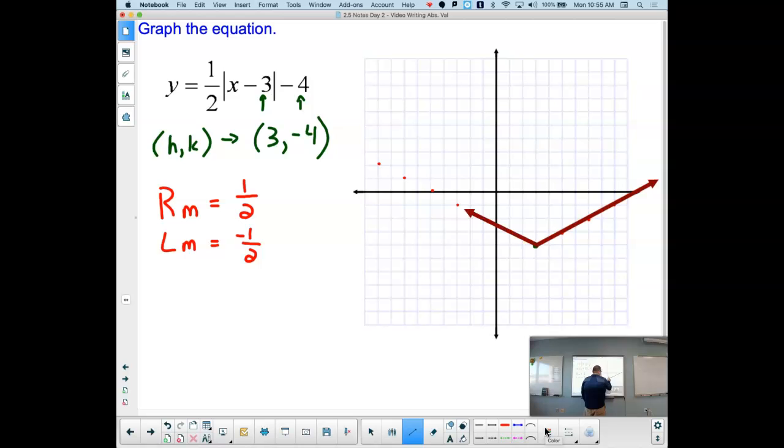a ruler, a piece of paper if need be, an ID, anything that we can find that's straight. And there is the graph of y equals 1/2 times the absolute value of the quantity x minus 3, then minus 4. Okay? So that was from yesterday.